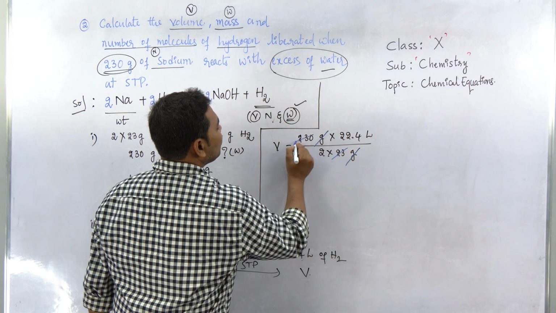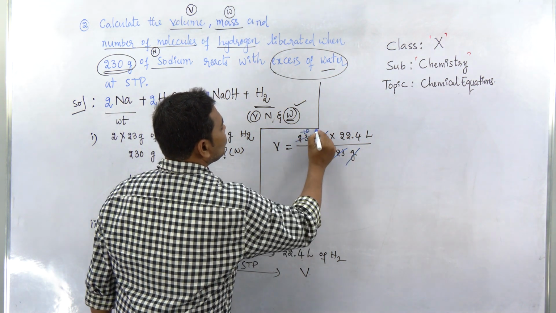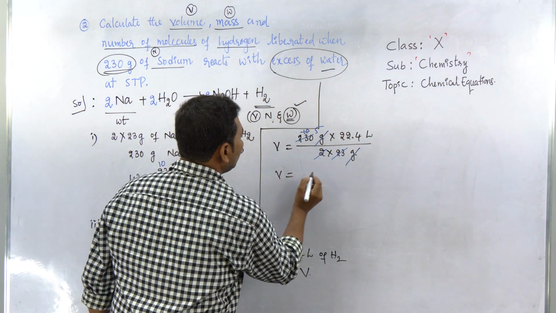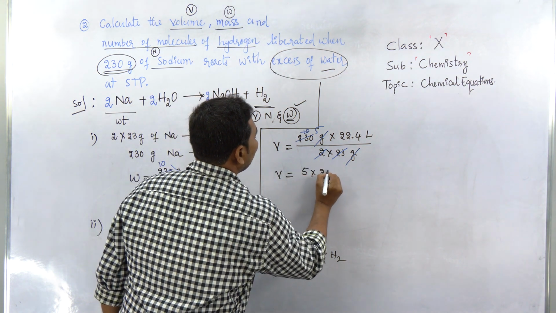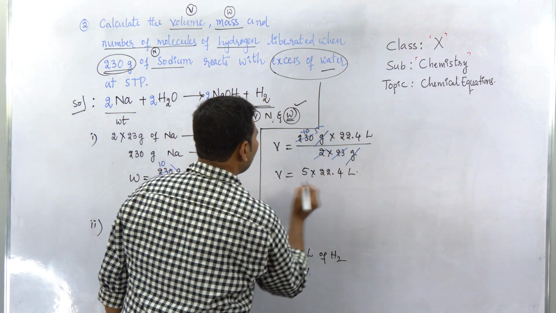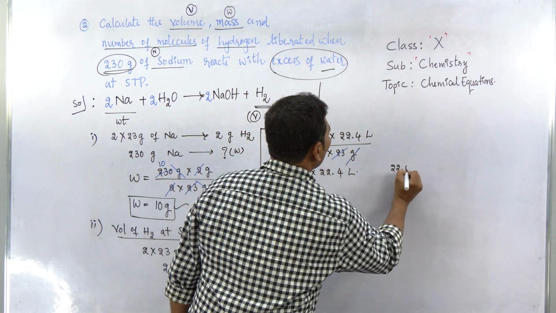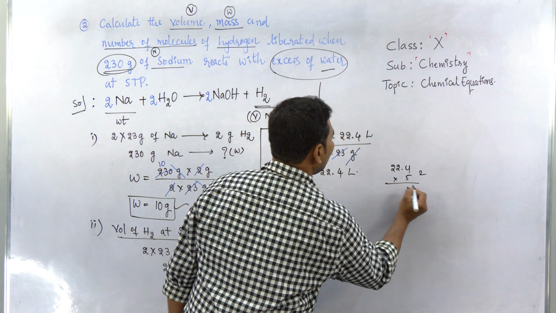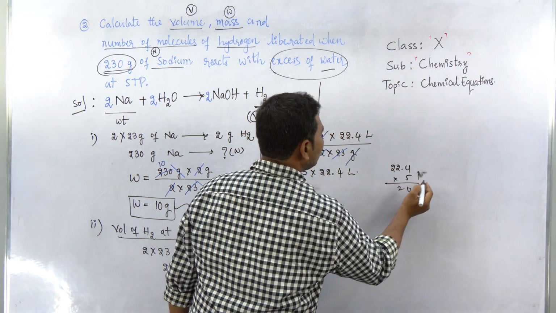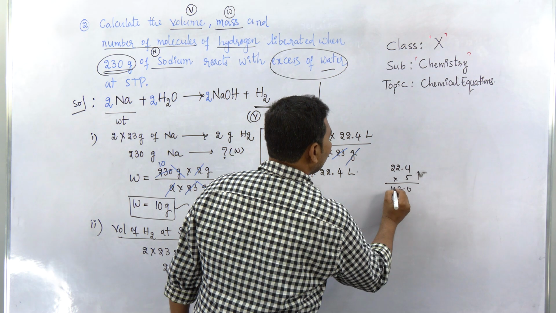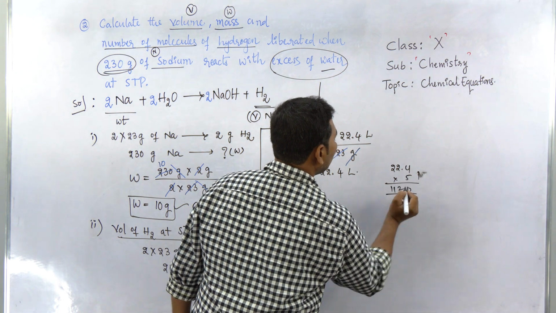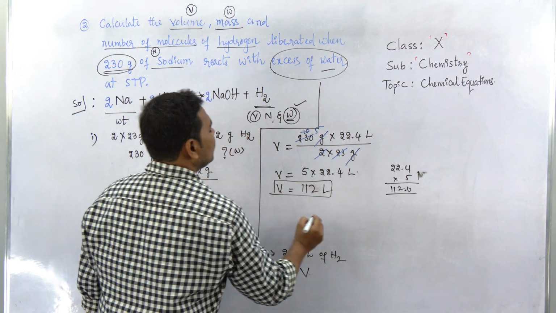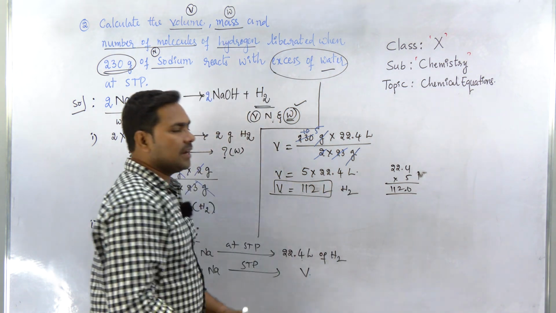23 ones are 23, 23 tens are 230, and 2 ones are 2, 2 fives are 10, right? Then volume is equal to 5 into 22.4 liter. 22.4 times 5: 5 fours are 20, 5 twos are 10, plus 2 is 12. Right, it will be 12, 5 twos are 10 plus 1, it's 11, then 1, 2. So this is 112 liter. This is the volume of hydrogen liberated here.